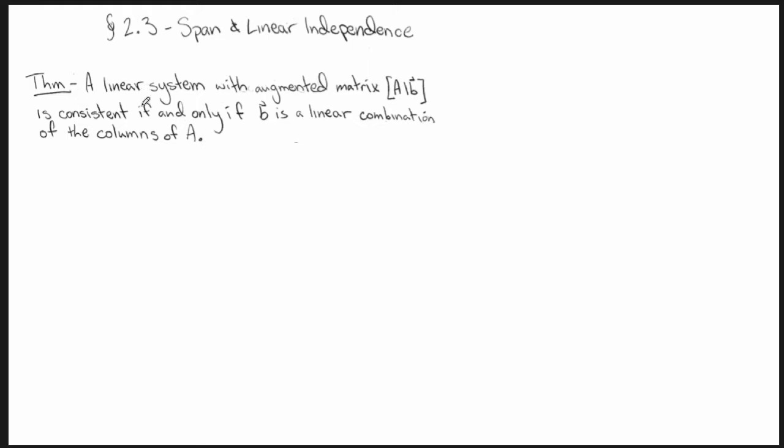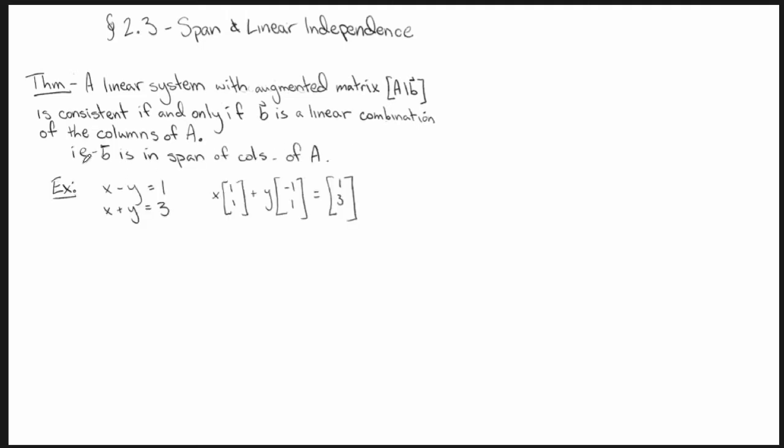Okay, so the first, a theorem. So if I have a linear system with an augmented matrix, right, [A|B], where A is a matrix and B is the column of components on the right side of that little line, that's consistent if and only if B is a linear combination of the columns of A. If we think about each column of A as a vector, then B is a linear combination of those vectors. Another way of saying that is that B is in the span of the columns of A.